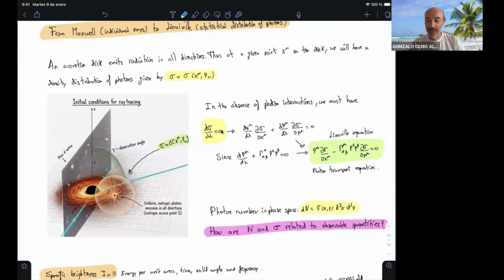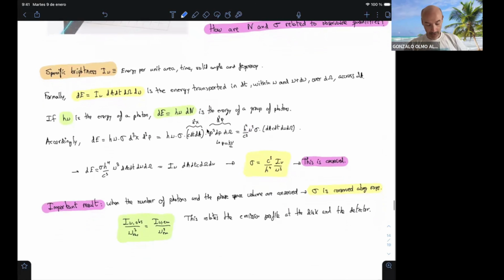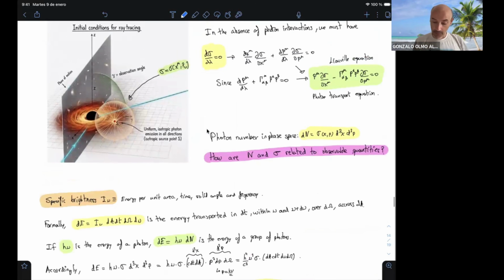We would spend a lot of time integrating these equations in different ways. But since this is a simplified model, we simply will assume that the density distribution of photons is conserved along the geodesics, and this has some implications. In particular, from the density distribution, from sigma, we can define the photon number in phase space that is given by this.